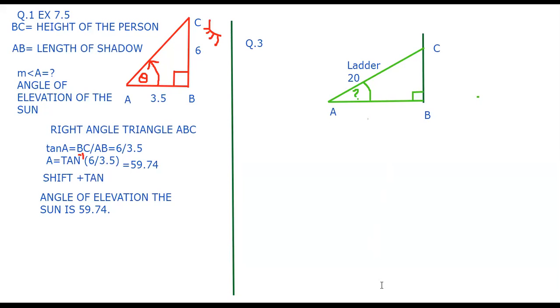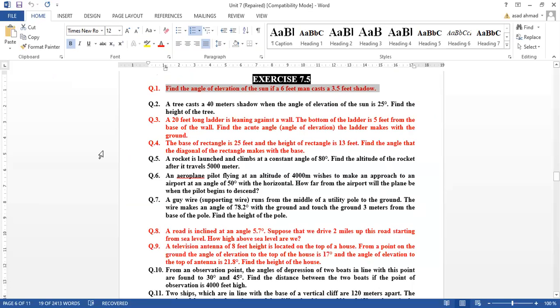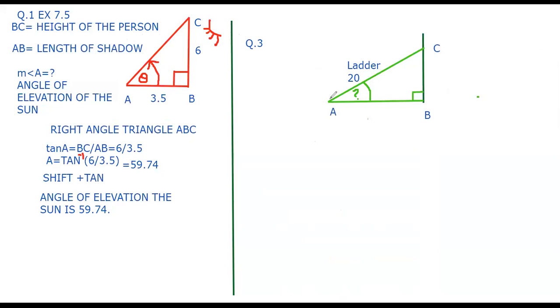And what else is written there? You will see from the statement. 20 feet ladder, bottom is 5 feet, and angle is required, the ladder's angle with the ground. Fine. So the distance from the bottom, this is the foot of the ladder right here. And this foot of the ladder is 5 feet from the wall, so that means this is 5 feet. This is a 5 feet distance.